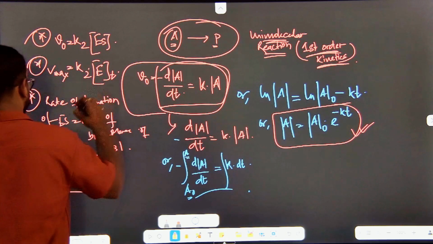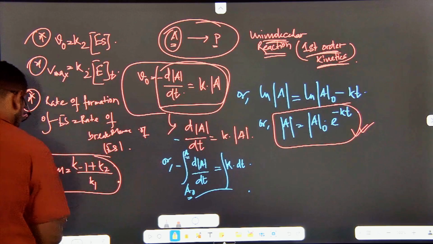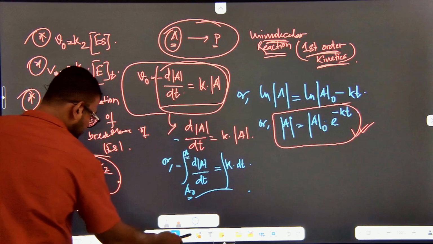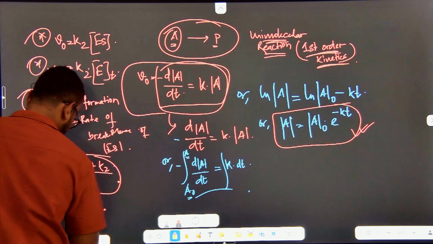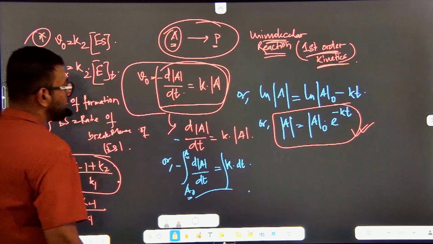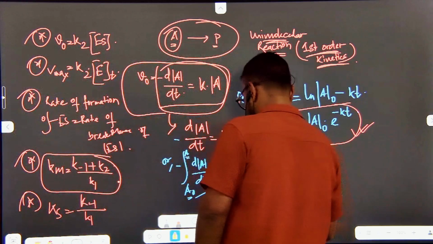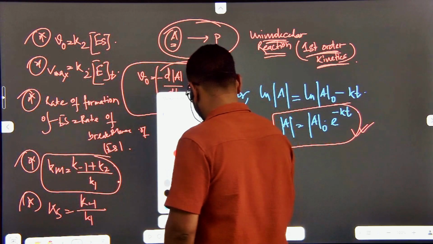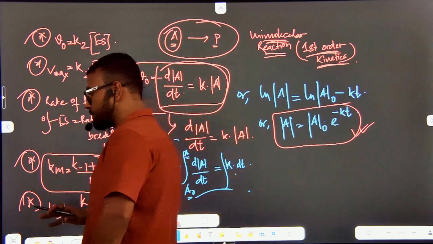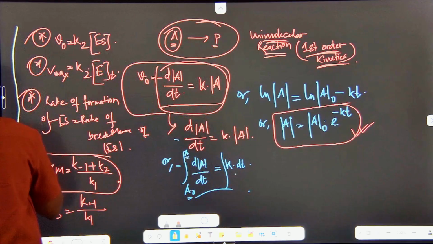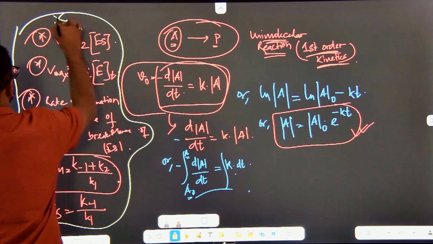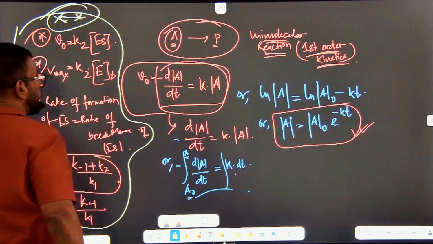Another important thing, Ks equals K minus 1 by K1. These are the few things that should be remembered if someone is not aware of the overall process of derivation of the Michaelis-Menten equation. Very, very important.